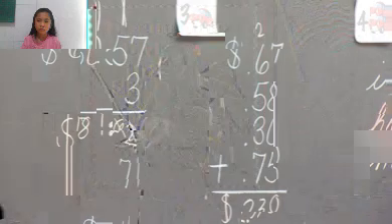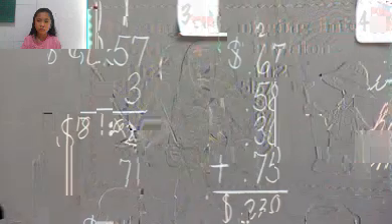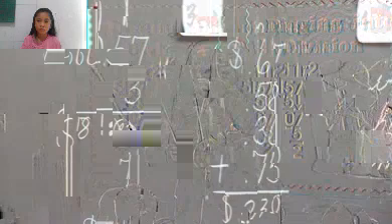problems had to do with money. So we remember that when we're going to finish writing our answer, we need to include that dollar sign and that cent sign, and remember that decimal point because we're dealing with money.